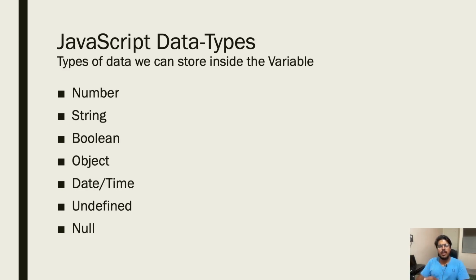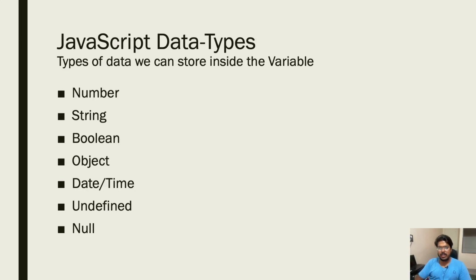First one is the number. A number is, suppose, a salary, or the number of people, just like that. That is what the number data type contains. A string is, suppose, the name of a person, the name of a place, or the address of a place; we can store it in the form of a string.